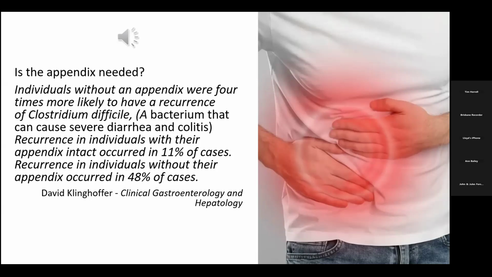Now, that's a bacterium that can cause severe diarrhea and colitis. Now, this is the interesting thing. Reoccurrence in individuals with their appendix intact, so they've still got their appendix, is in 11% of cases. Reoccurrence in individuals without their appendix occurred in 48% of cases. So it's not that you're going to die. Plenty of people have had their appendix removed, but there is a function to an appendix. It's not a vestigial organ.